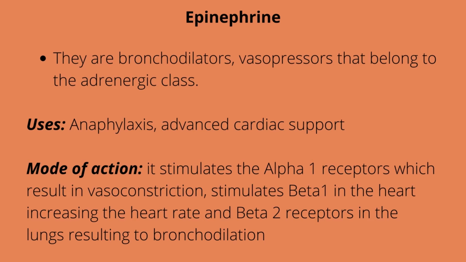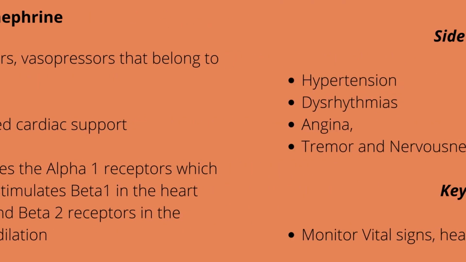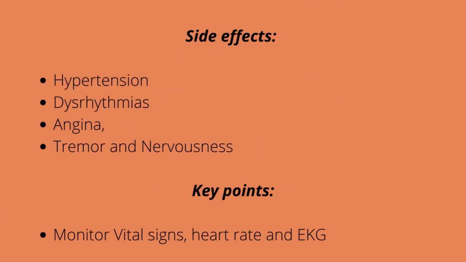Mode of action for this, it stimulates the alpha-1 receptors, which result in vasoconstriction, and also stimulates the beta-1 receptors in the heart, increasing the heart rate, and beta-2 receptors in the lung, resulting in bronchodilation. Side effects for this include tremors, nervousness, dysrhythmias, as well as hypertension. And for this patient, we always monitor their vital signs. That includes the heart rate as well as EKG.